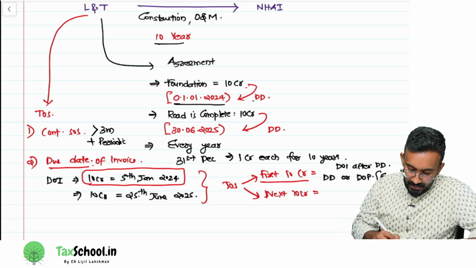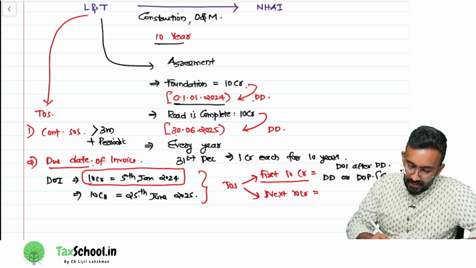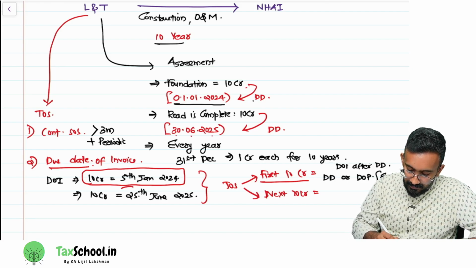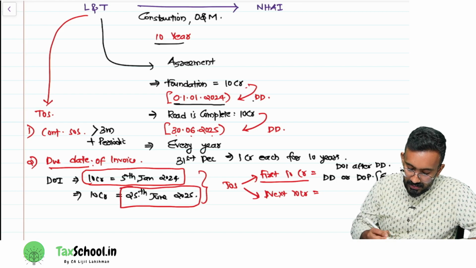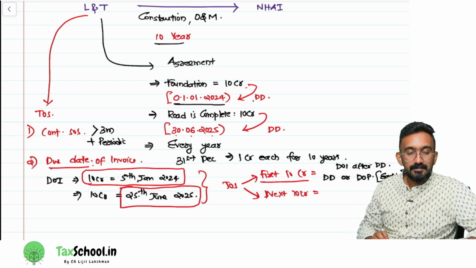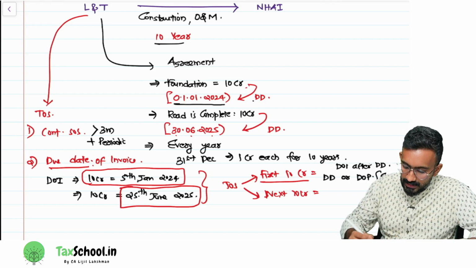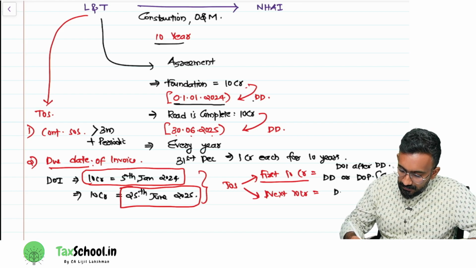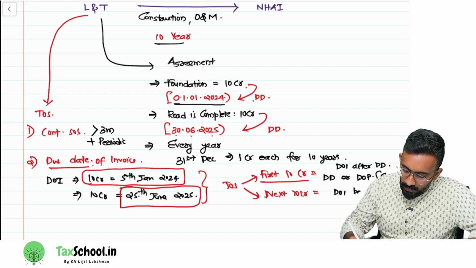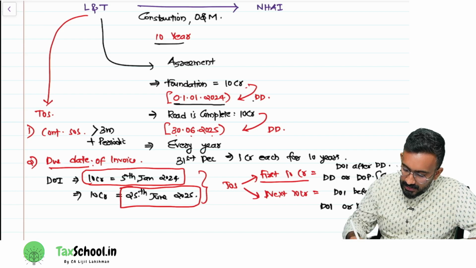Second case, when was the due date of invoice? It was 30/6/2025. When did I issue the invoice? 25th of June 2025. Is it within the due date? Yes. Date of invoice is before the due date. What will I compare? Date of invoice or date of payment, whichever is earlier.